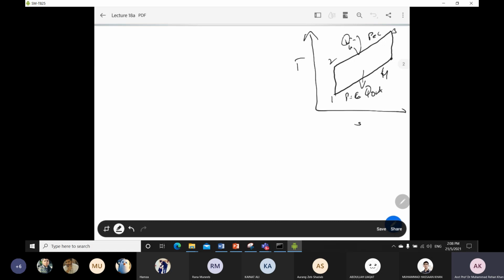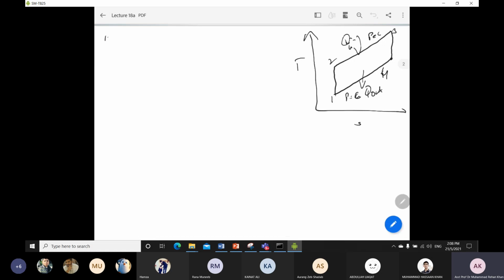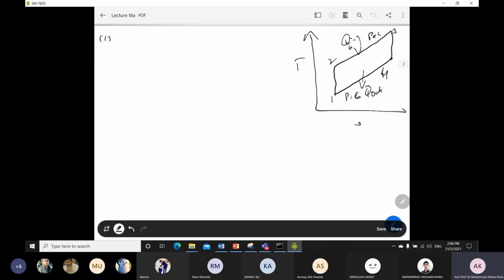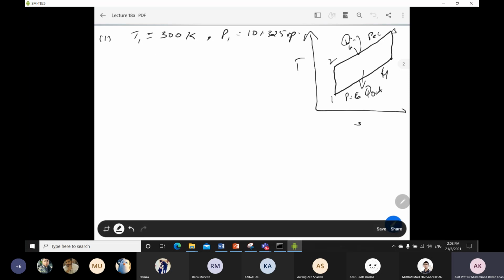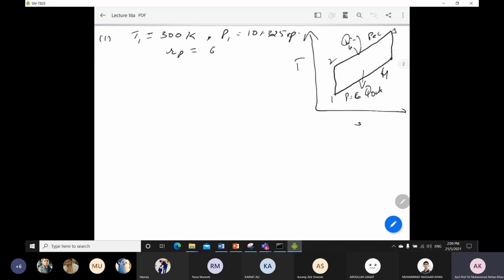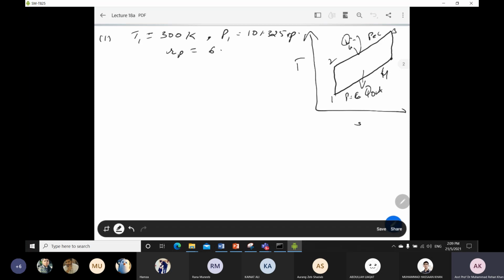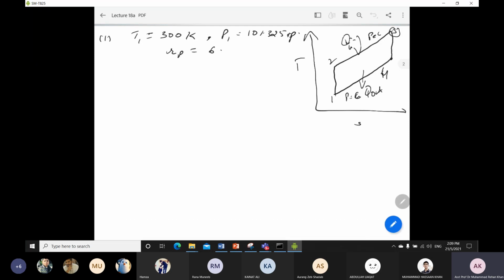Now, from the statement, the first thing we have to find is the maximum temperature, so we have to find T3. In order to find T3, the data given in the question is T1, which is 27 degrees Celsius or 300 Kelvin, and P1, which is 101.325 kilopascal. The value of RP, the pressure ratio, is also known, which is equal to 6. Now we can apply the isentropic relation for process 1 to 2, because we are interested in finding point number 3.